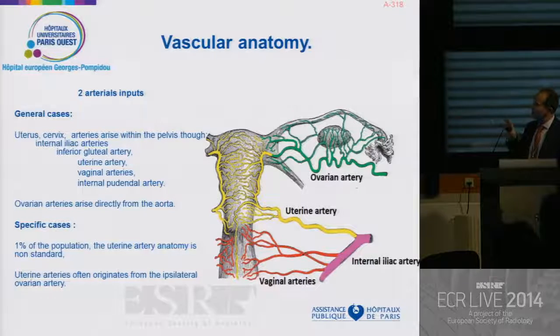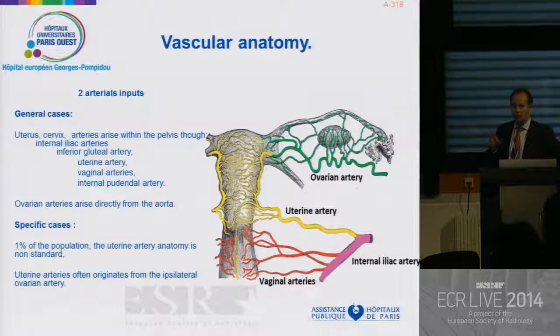To get familiar with the anatomy and to think about treatment, we have to know the vascular anatomy, because vascular access will be our way to work. Usually there are two arterial inputs. In the general case, the uterus and cervix arteries arise from the internal iliac arteries through the superior gluteal artery and the inferior gluteal artery, and give the uterine artery and vaginal arteries. There are some very small cervico-vaginal arteries arising from the uterine artery, and the ovarian artery coming directly from the aorta.